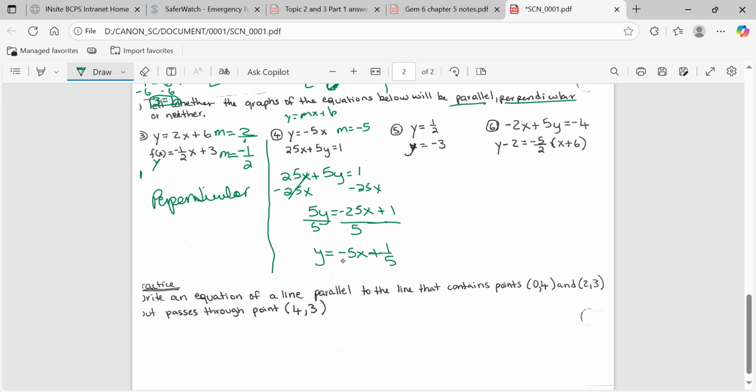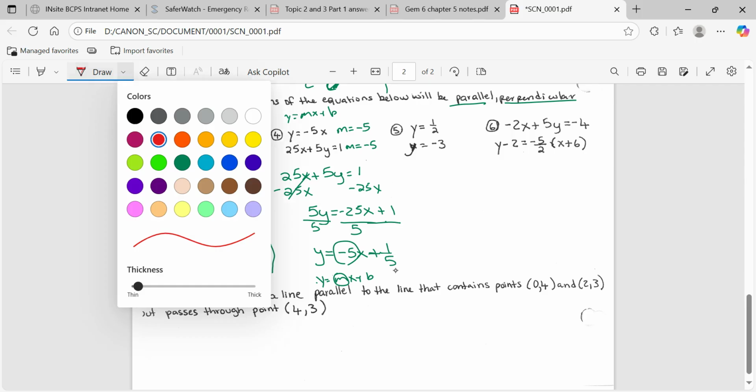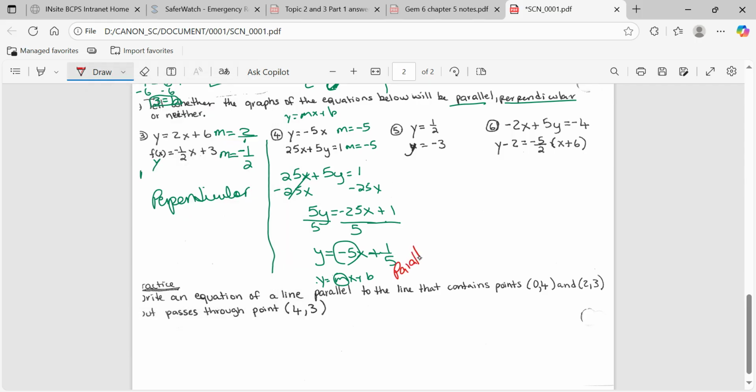Now that I have this in slope-intercept form, y equals mx plus b, I can tell the m, the slope, is negative 5. So my slope for the second line is negative 5. Now I can see, oh, they're the same. That means that these two lines are parallel. And that's my answer.